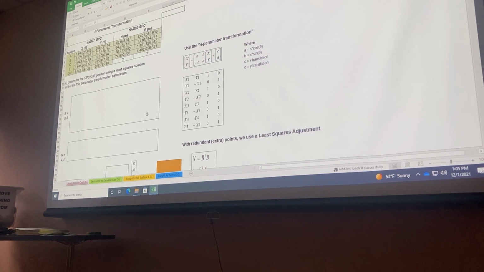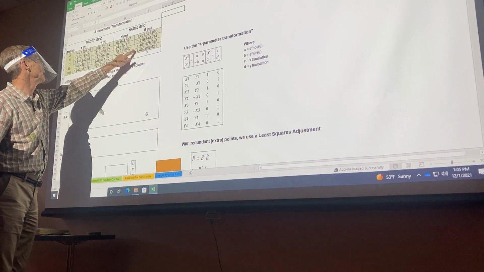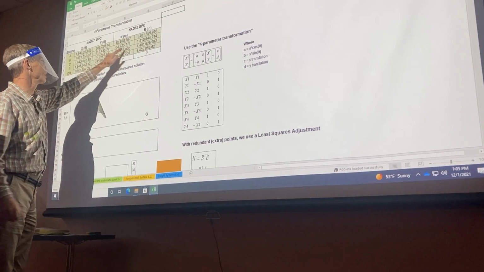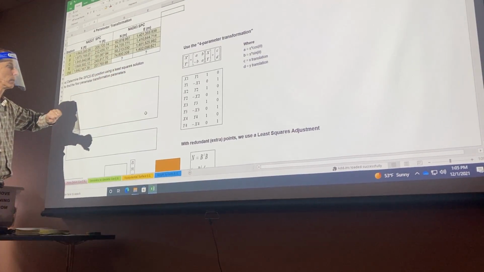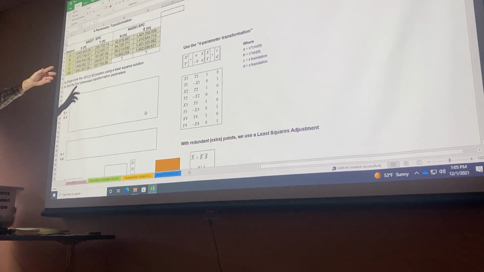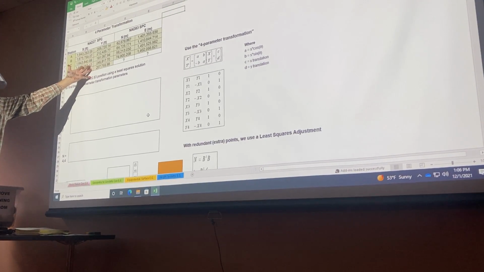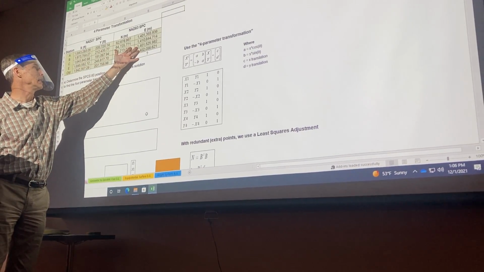So we've got to be real careful there, noting that we do both in this country. So let's see. Basically, this is a 2D coordinate system. The old system, NAD-27, the new system, NAD-83.